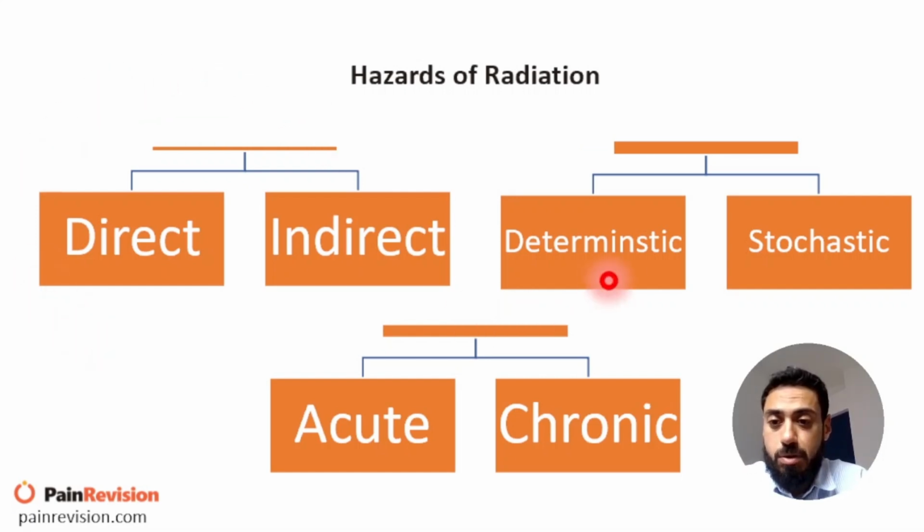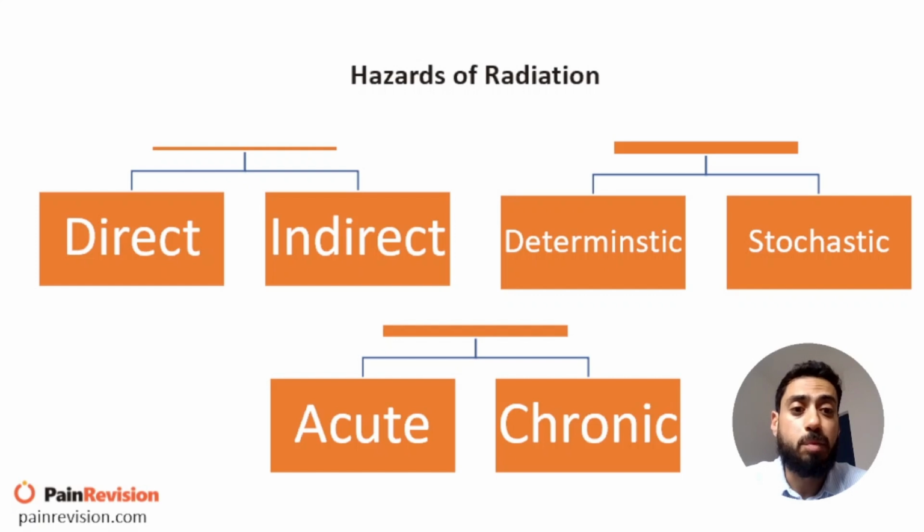So that's the first way of classifying hazards of radiation through the mechanism of action of the damage itself, either directly or indirectly. The second way is by classifying it through the effect of increasing the dose of radiation. And you can classify that into deterministic or stochastic. Always remember, deterministic starts with a D, so it relates to the dose, which starts with a D, which means that if you increase the dose of radiation, you are increasing the severity of the injury. So an example of that is burns. If you increase the dose of radiation, you will get more severe burns.